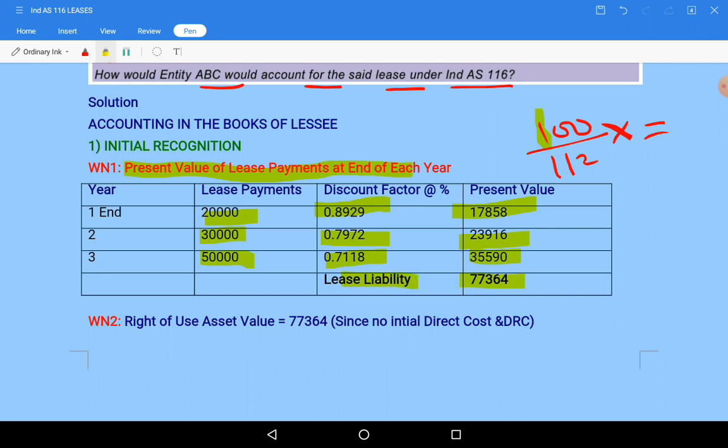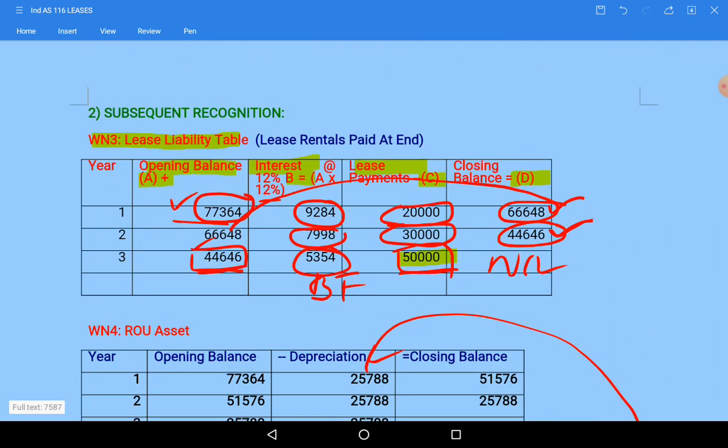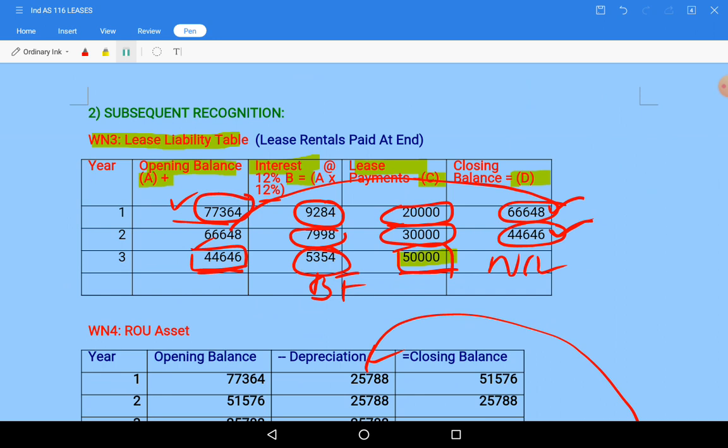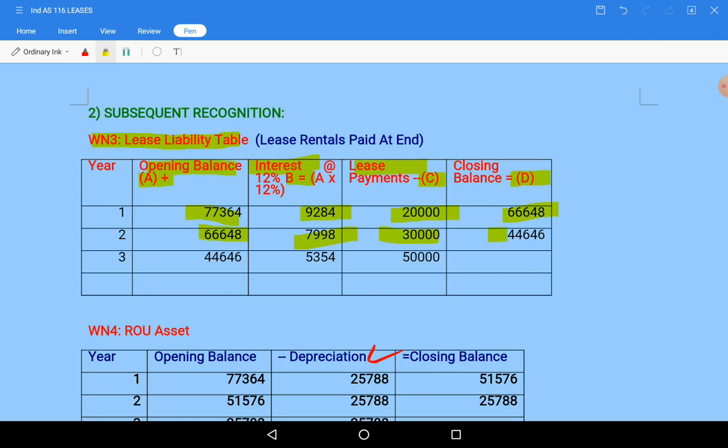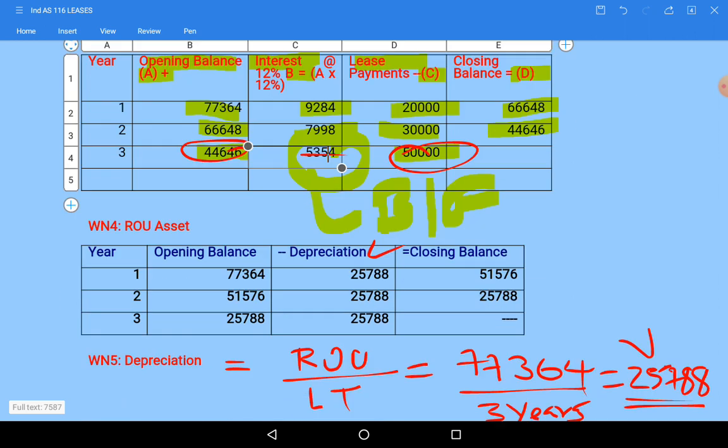As there is no initial direct cost, right of use asset value will be same. Now the liability table. Opening value, on that 12%, minus 20,000, closing value. Closing value will become opening value for next year. Again 12% you will calculate, add and deduct 30,000, you get closing value. On closing value, the 50,000 is at the end of the year, so this will become the balancing figure. So don't calculate 12% directly. 50,000 minus this is your balancing figure. So here ends the liability table.